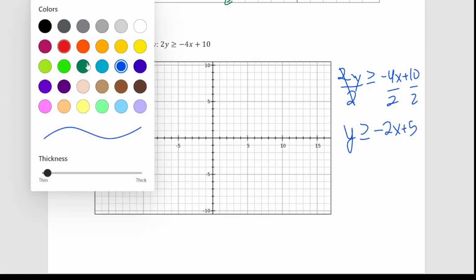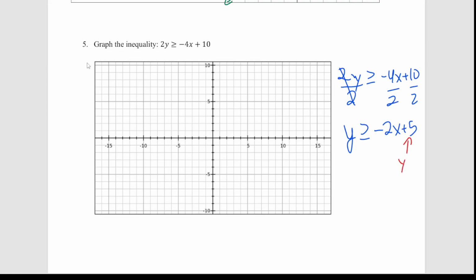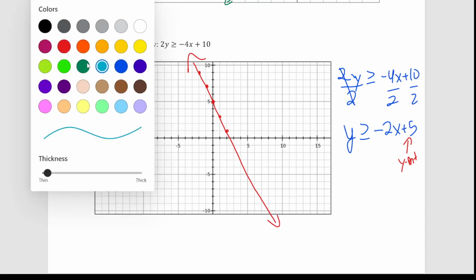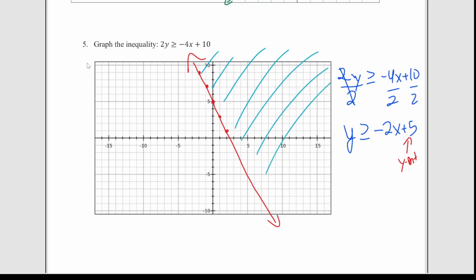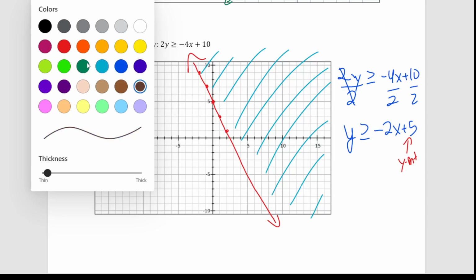The way that we would graph that is we'd want to start at the y-intercept of 5. And then we would want to move down to right 1, down to right 1, or alternatively up to left 1, up to left 1. We're going to want to connect this with a solid line because it has an or equal to sign. And then we're going to want to shade above the line because it's greater than or equal to.